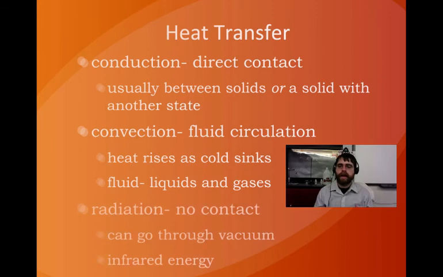And lastly, radiation requires no contact, and this is a type of light that's being given off instead, infrared light, and that light then transfers its energy. Radiation can go through a vacuum, that is, it doesn't have to have matter to go through, it can go through empty space. This is how we get our heat energy from our sun.